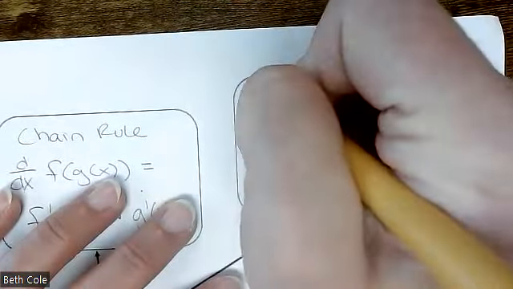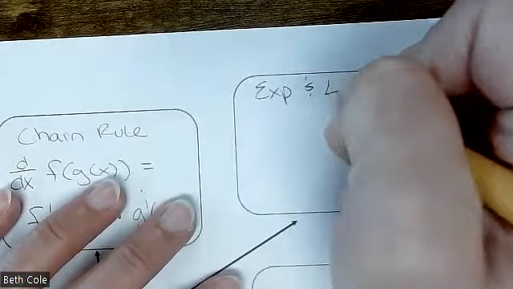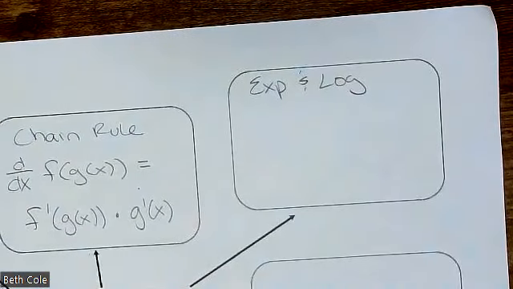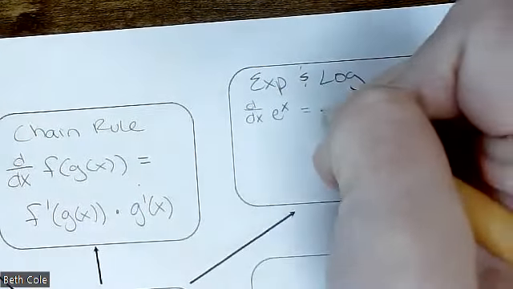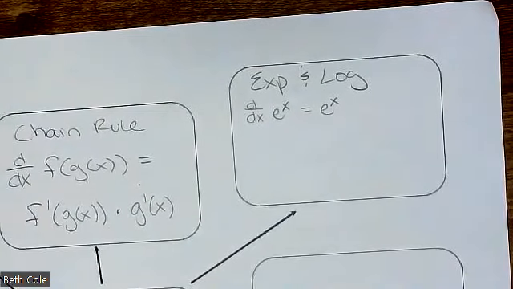All right. So go to your bubble sheet. We're going to have this bubble be exponential and logarithmic. So we're not done with it yet. Just going to put the exponential in there right now. So d/dx for e to the x is e to the x.